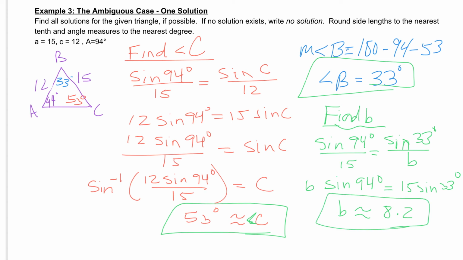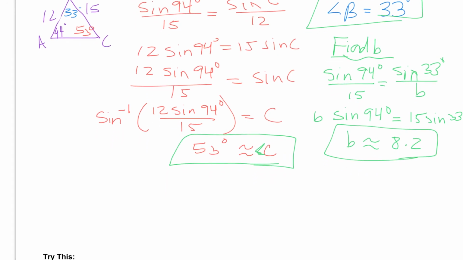Then what we need to do is decide, do we have a second triangle or not? To do that, we need to take a look at the two angles between 0 and 180 degrees where the sine of that angle is going to be the same positive answer. So we need to take 180 degrees and subtract our original angle, which was 53 degrees. And we would get 127 degrees as our angle C.